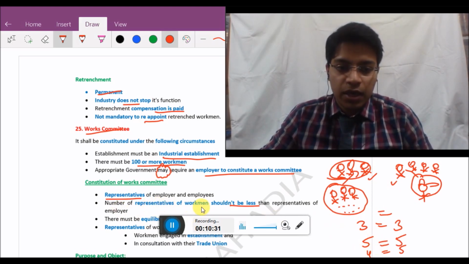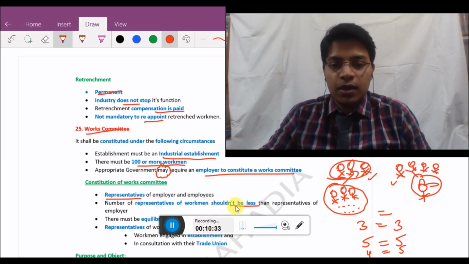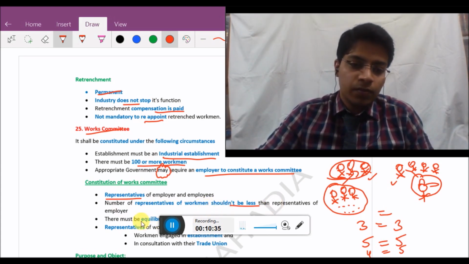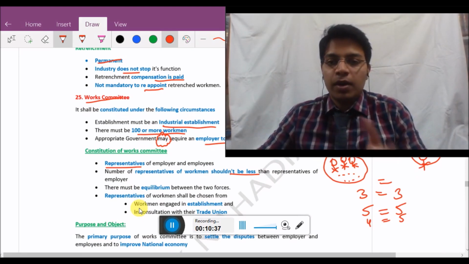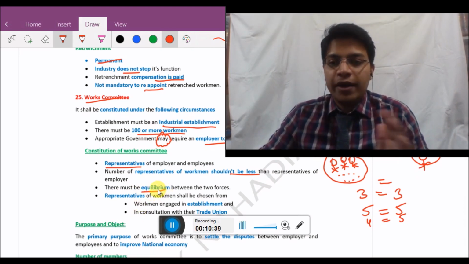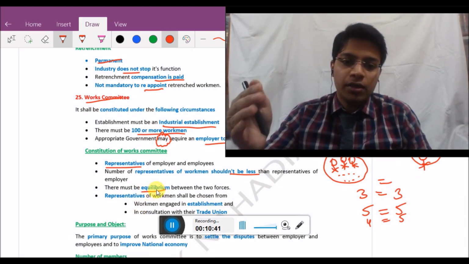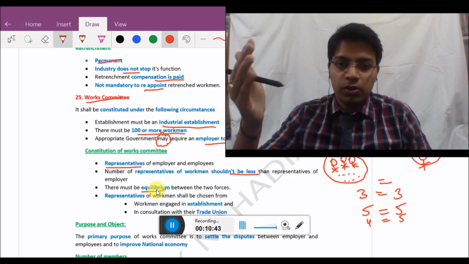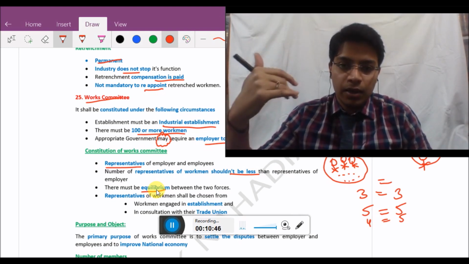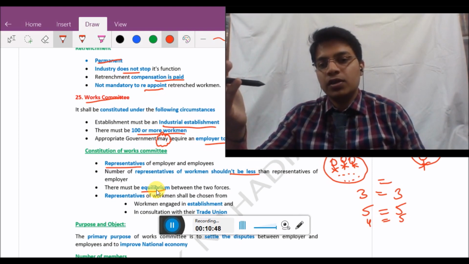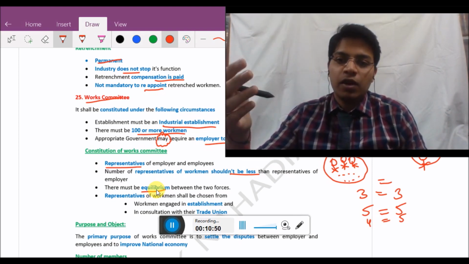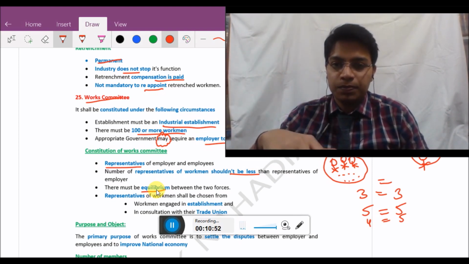The number of representatives of the workmen shouldn't be less than the representatives of the employer. There must be equilibrium between the two forces. Why shouldn't it be less? Because the employer is already in a higher, strong position. If his representatives exceed the number of representatives of the employee, then again the workman will become less strong.